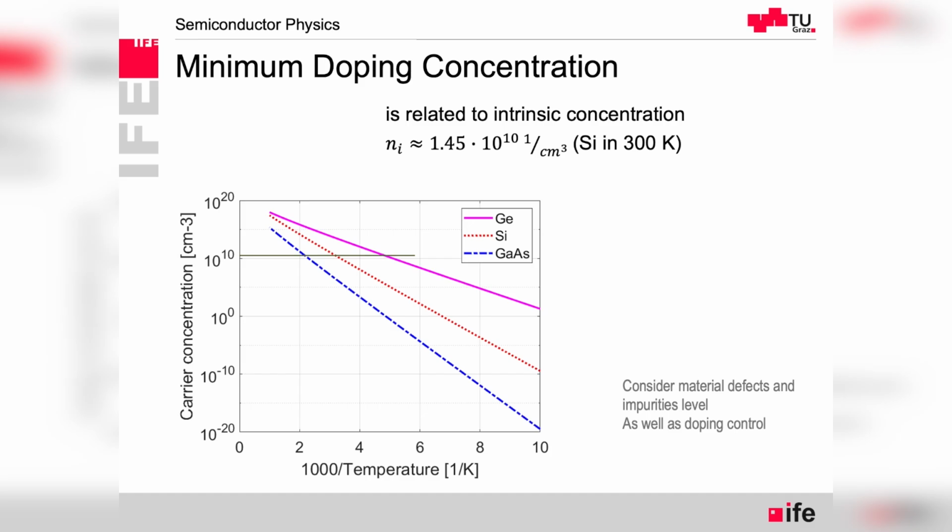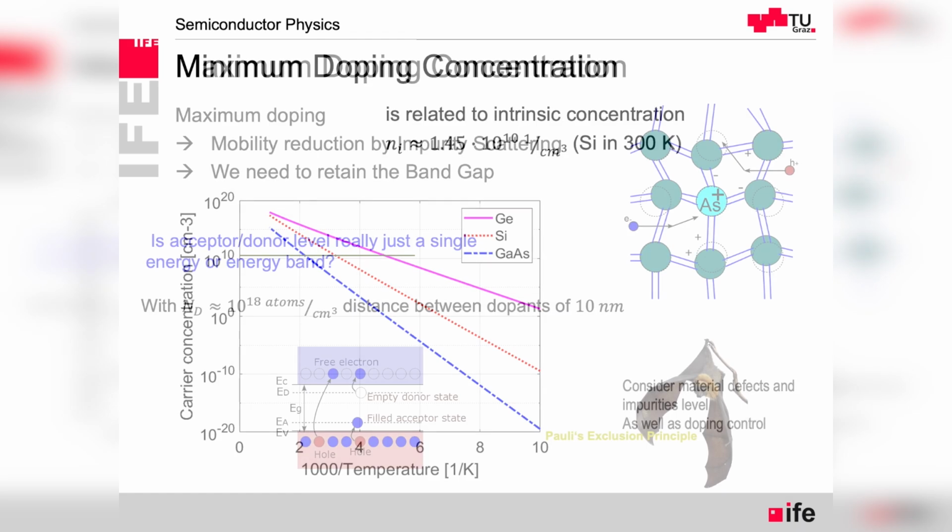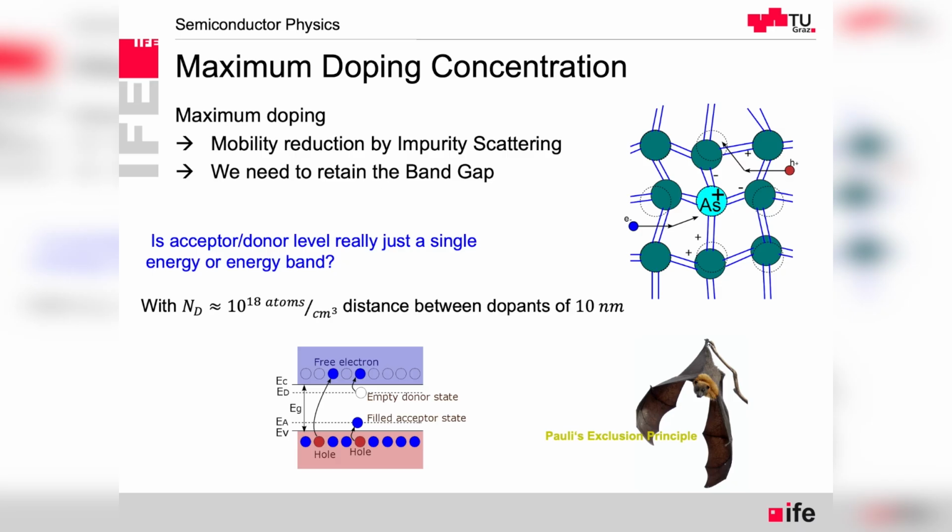And the other topic is accurately controlling the dopant atoms themselves, the concentration, and distributing them equally in the volume of the material, or in a certain part of the material, so that we can tell that we can control it with such a low concentration. So the minimum doping concentration is quite tricky. Then the maximum doping concentration.